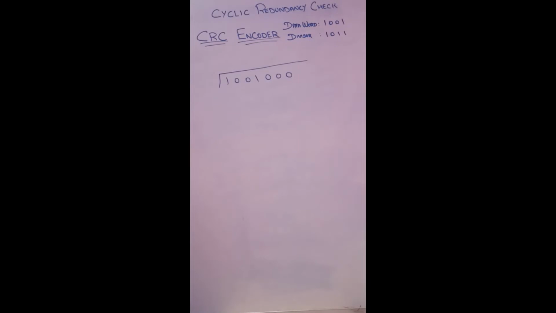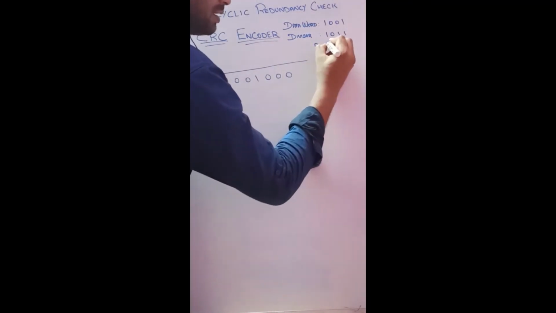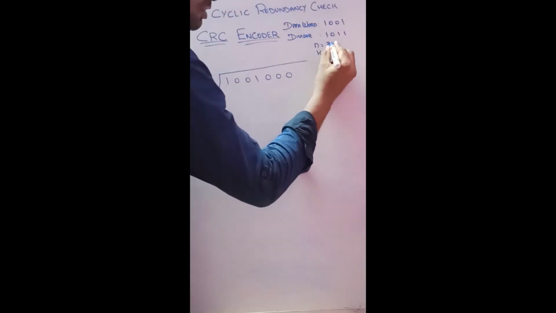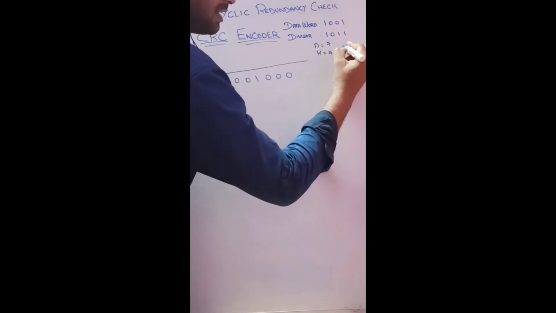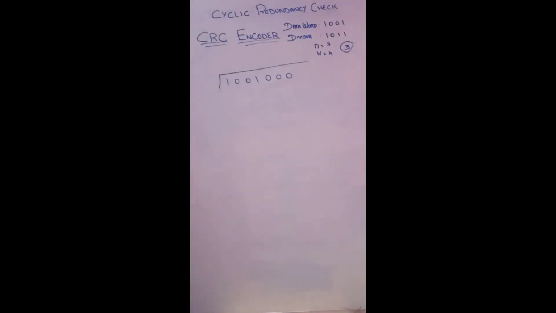The encoder takes a data word and augments it with n minus k zeros. Here n is equal to 7 and k is equal to 4, where n is the total encoded bits. So n minus k is equal to 3. So 3 bits of zeros need to be added along with the data word.